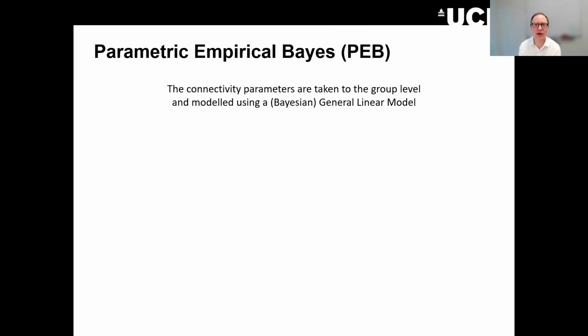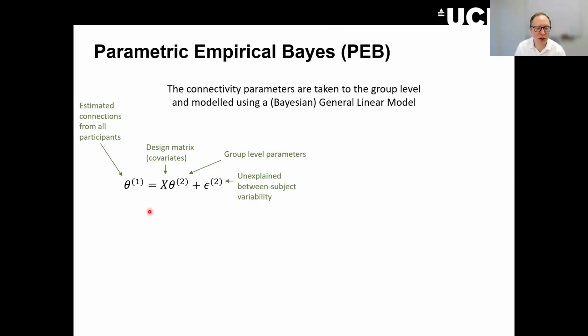PEB is just a fancy way of saying hierarchical linear regression. What happens is that the connectivity parameters are taken to the group level. So from all our subjects, we collate all of their estimated connection strengths, and they're modeled using a Bayesian general linear model. And Bayesian here means that we're taking into account not just the estimated connection strengths, but also the confidence or the precision over those connection strengths. So what the software will do is take this long list, or vector, of all the subjects' connection strengths and specify a general linear model.